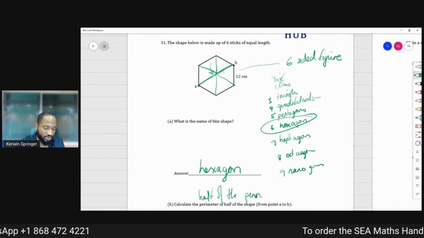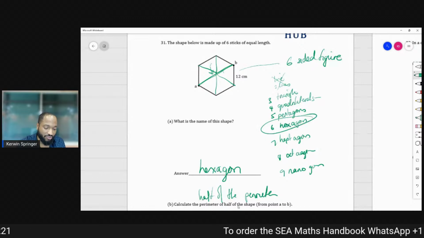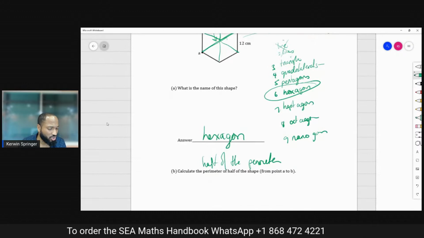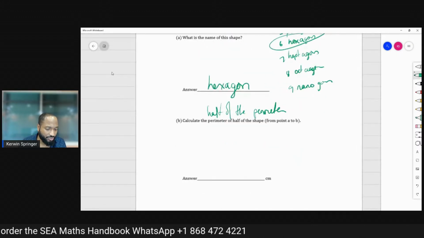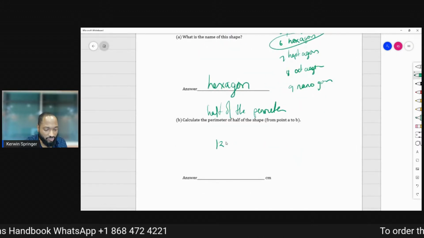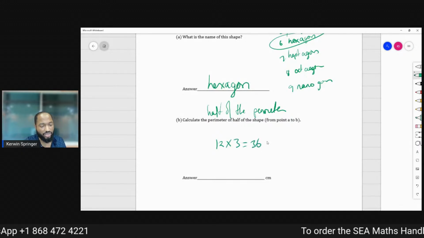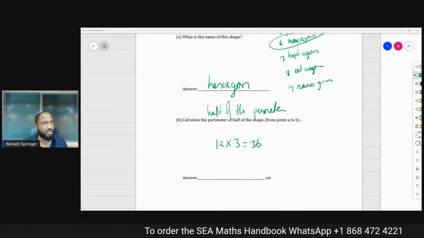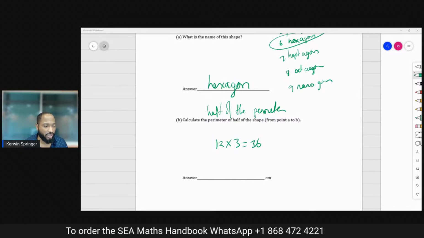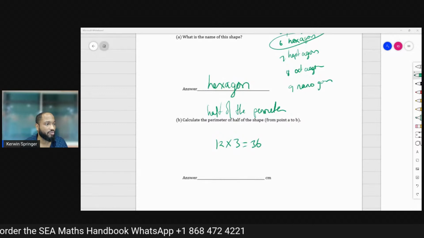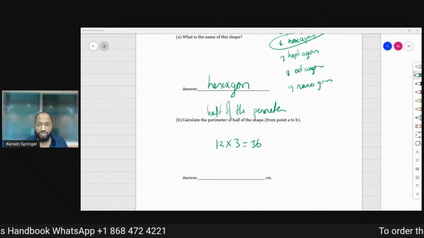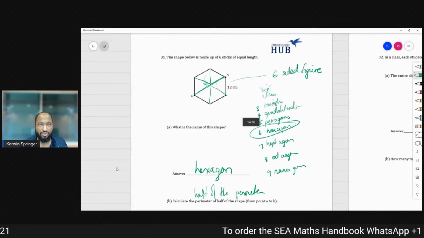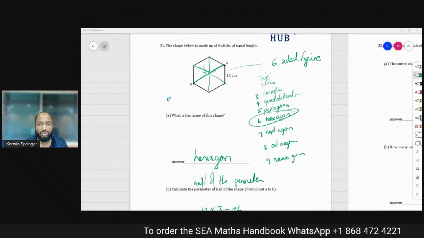They should have said calculate half of the perimeter. I'm not thinking that they want you to find the perimeter of half the shape. Is it that they want you to do that? I'm not too sure. So this is 12 times 3 equals 36. Let me double check the answer that I have for this, because if they wanted that, maybe 12 times 5. Let me double check what they wanted in question number 31.